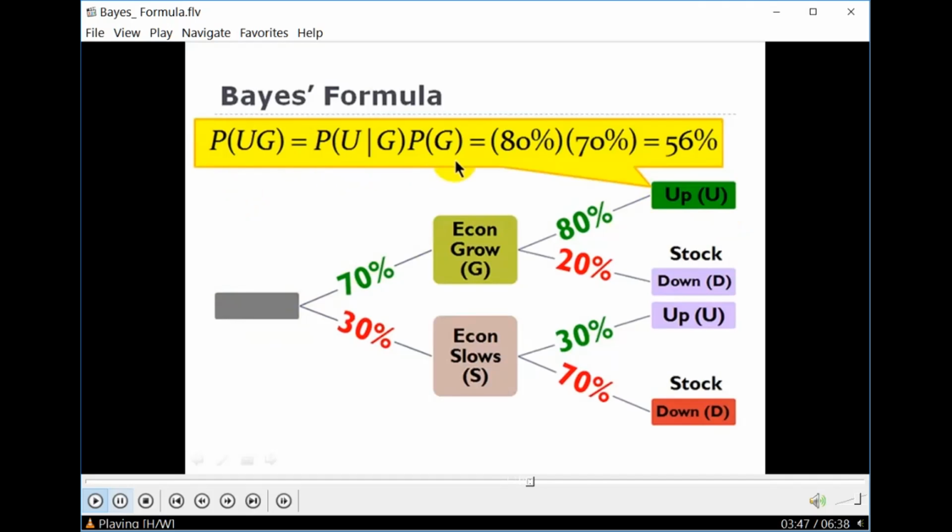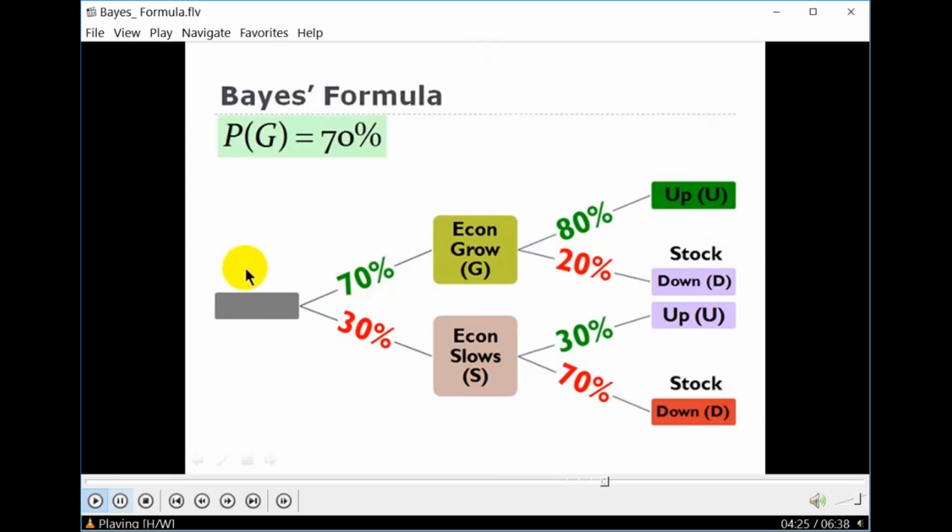And it's in fact equal to the conditional probability of U given G, which is right here, 80%, multiplied by the unconditional probability of the economy growing. That's the 70% here. So if this math looks a little confusing at first glance, look at the graphic, it's just intuitive. If I start here, the probability of ending up here is that I have to go through both this step and this step. 70% times 80% equals 56%. That's my chance of ending up here. Because this is a two-step binomial, I only have 4 outcomes at the end. They're going to need to sum to 100%.